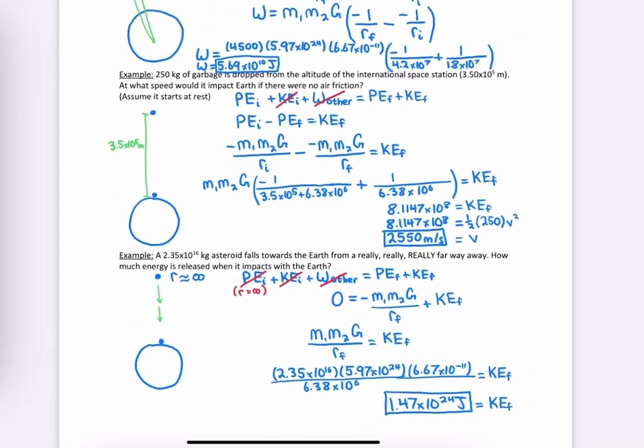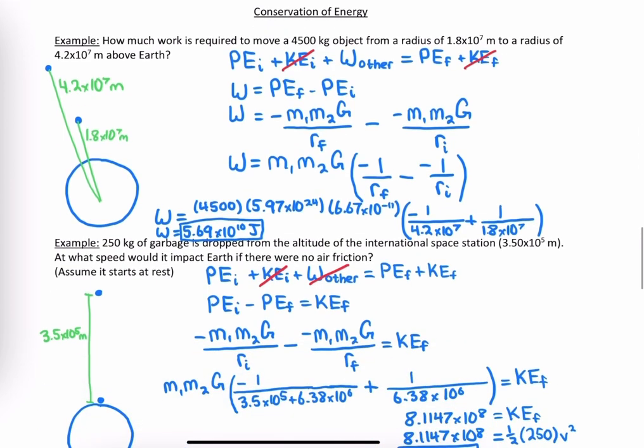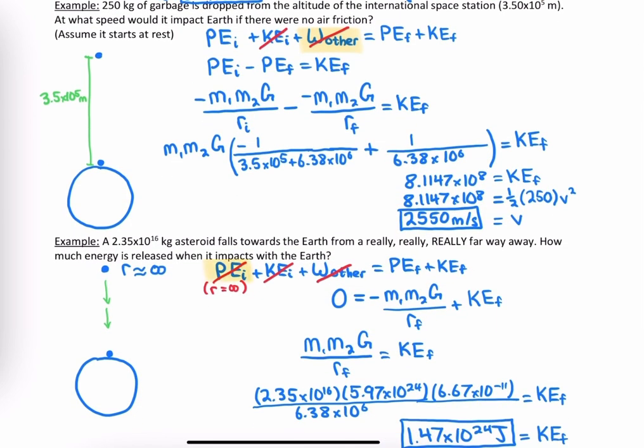So hopefully those examples help to give you a sense of how to use the law of conservation of energy with this new formula for gravitational potential energy. Some key takeaways here. Being able to identify situations where kinetic energy is zero, like we did in the first problem. Situations where work is going to be zero, like we did in the second and third problems. And situations where potential energy is zero, which is this new thing that's going to happen when R is infinity or close to it.